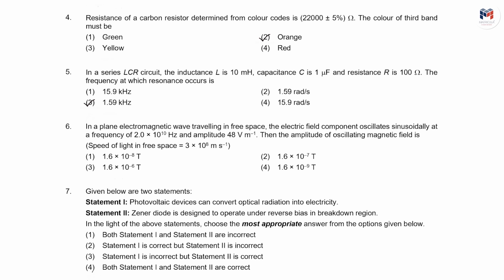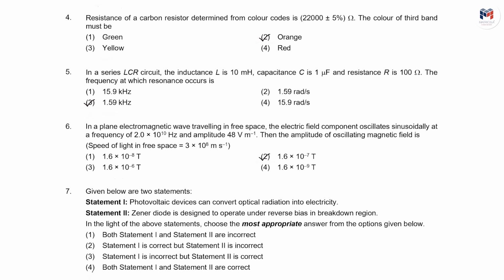Question number 6. In a plane electromagnetic wave traveling in free space, the electric field component oscillates sinusoidally at a frequency of 2.0 multiplied by 10 to the power 10 Hz and amplitude 48 volt meter to the power minus 1. Then the amplitude of oscillating magnetic field is, where speed of light in free space is 3 multiplied by 10 to the power 8 meter second to the power minus 1. The answer is option 2, 1.6 multiplied by 10 to the power minus 7 tesla.